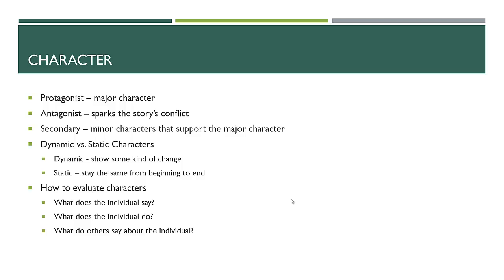It's really important when you're analyzing character and you make some kind of claim about a character, like maybe you say the protagonist, the major character, is very brave, you can't just say that without supporting it with facts from the story. So, what does the individual say to show you that they're brave? What does the individual do to show you that he or she is brave? So it's really important that you use those questions to pull support from the text to support your answer.